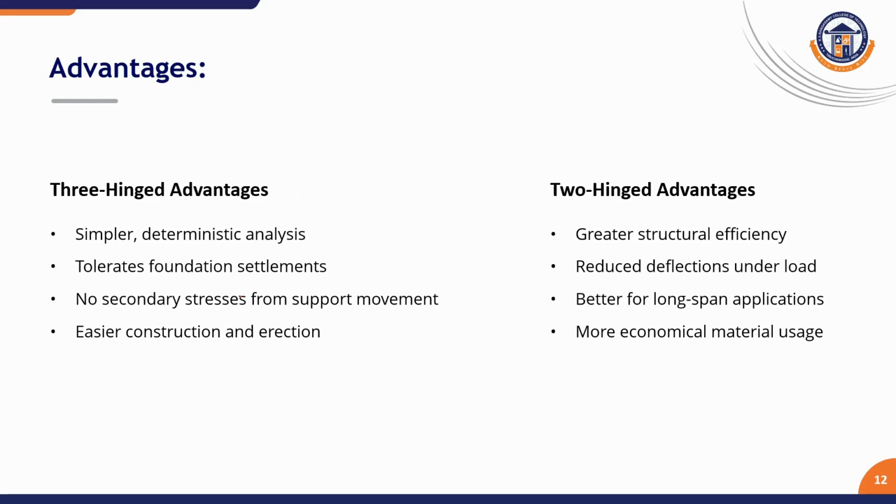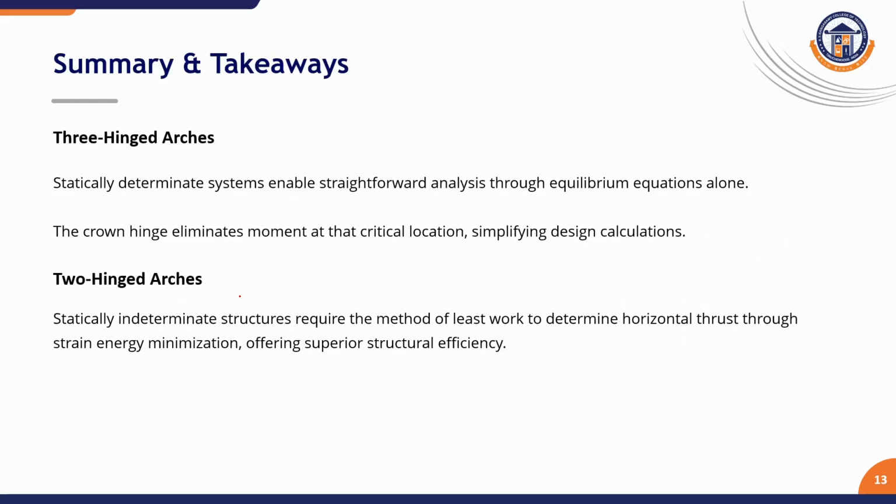Advantages of the two-hinged arch and the three-hinged arch. The three-hinged arch is easy to analyze, tolerates settlements, and is simple to construct, whereas the two-hinged arch is more efficient, has less deflection, and is economical for larger spans. In summary, to conclude, arches primarily carry loads through compression, hinge conditions control the behavior, and parabolic arches are structurally optimal.